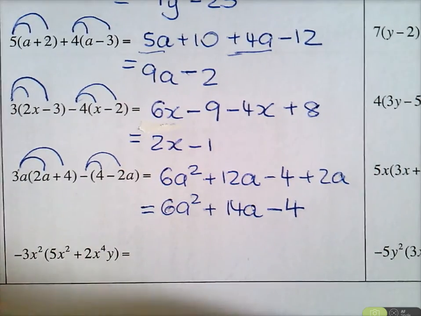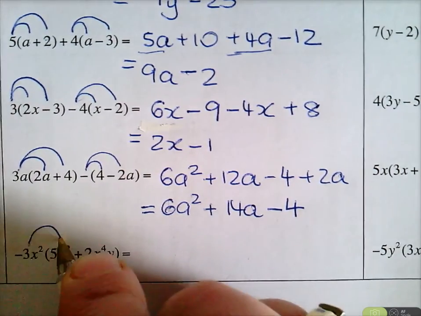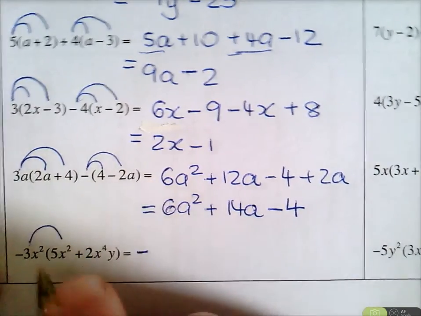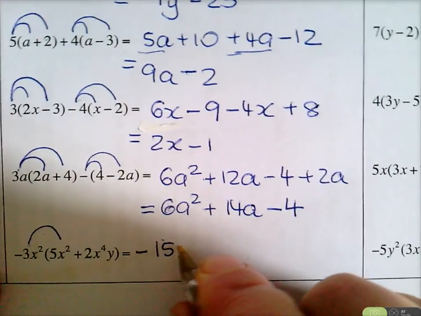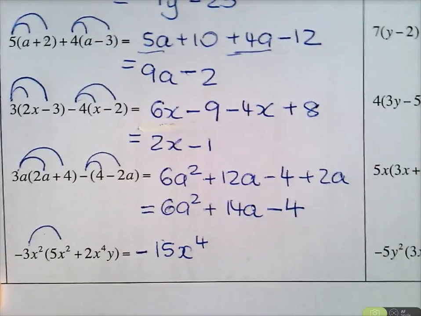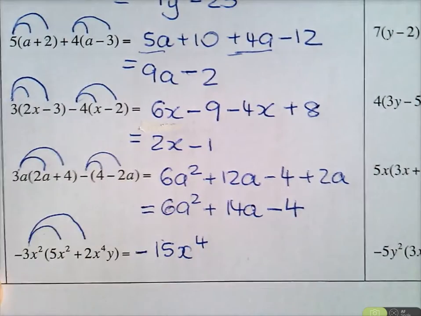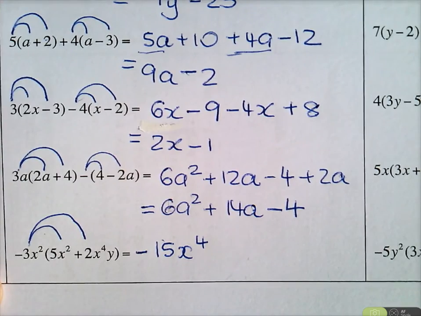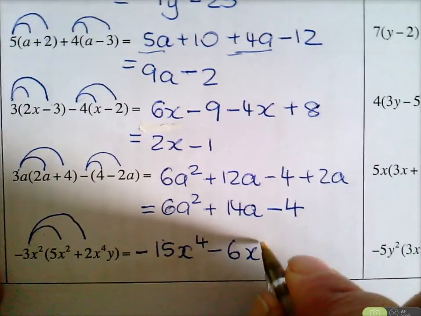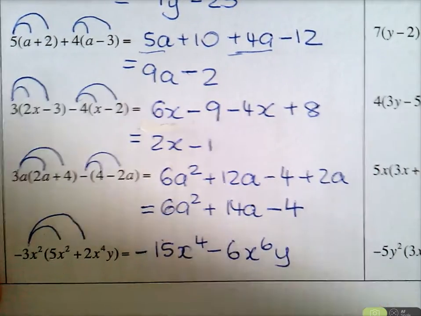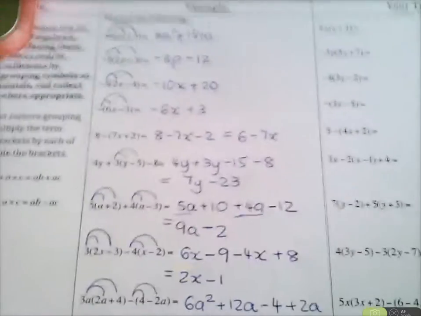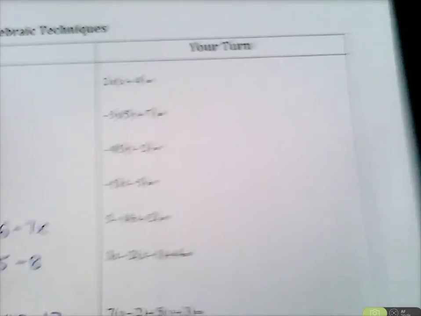Right, the next one. Expanding with indices. Negative 3x squared times 5x squared would be what? Negative 15x to the power of 4. Negative 3x squared times plus 2x to the power of 4y. Do the numbers first. Negative 6x, 6y. No like terms. You can't collect any like terms. Can you spend a couple of minutes now doing those on your own?